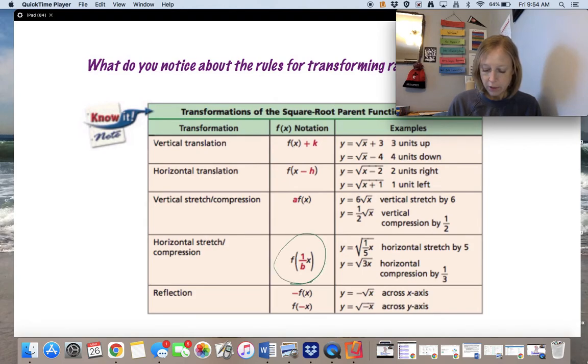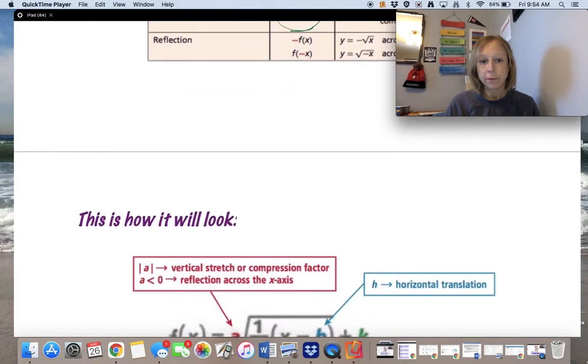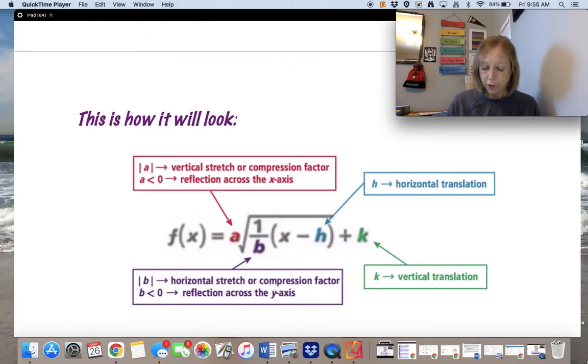And remember, this is the tricky one. The horizontal stretch and compression, it happens underneath the radical, but it's always the reciprocal. And then reflections, again, vertical on the outside, horizontal on the inside. So we're going to do a few practice problems, and then you should be ready to do your homework. This is how it will look. So you can see that vertical stretch, or maybe the reflection on the outside here. This is where you would see that horizontal compression or stretch. Here's your horizontal shift and your vertical shift.